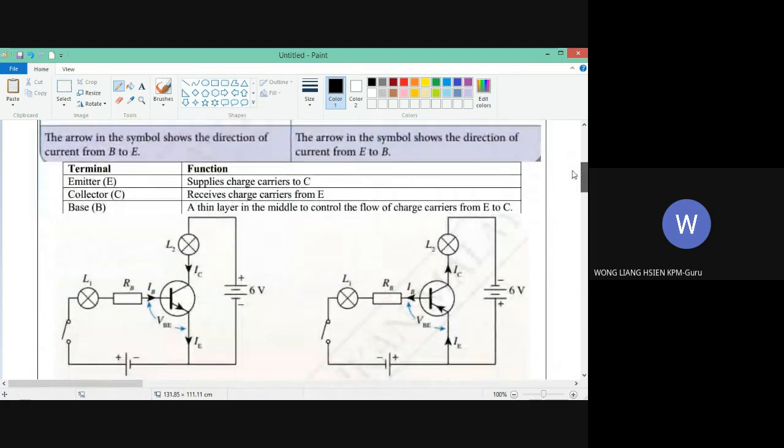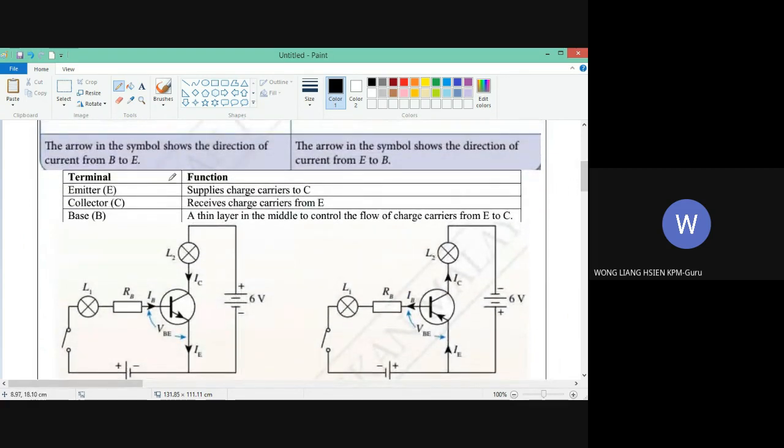Okay. So what is the function of each terminal? The emitter supplies charge carriers to the collector. The collector receives charge carriers from the emitter. This thin layer in the middle, the base, controls the flow of charge carriers from emitter to collector.